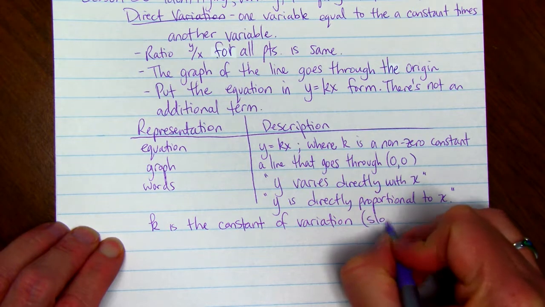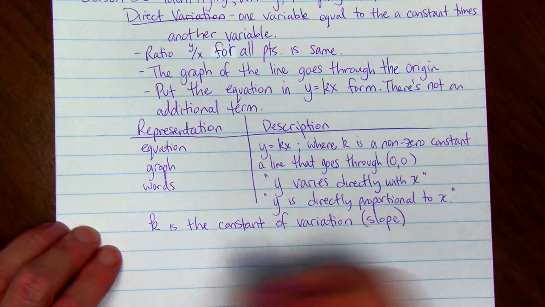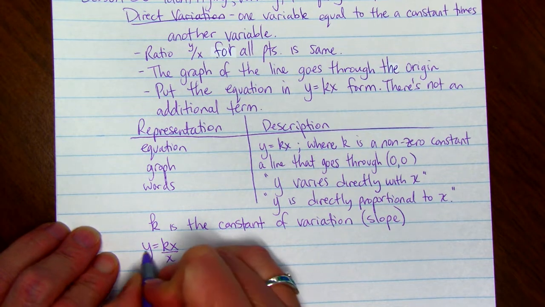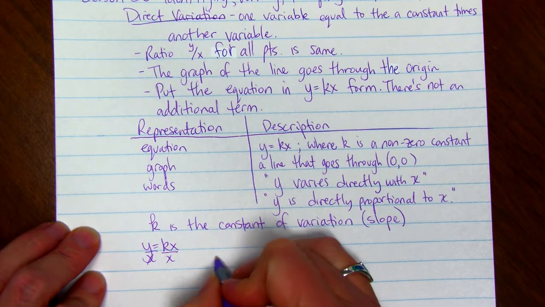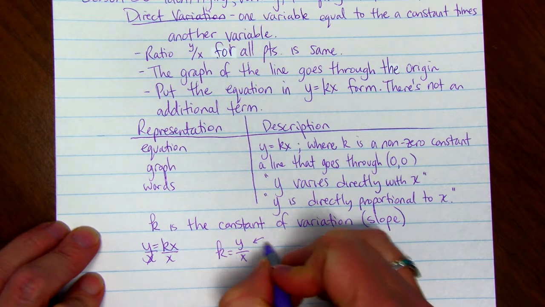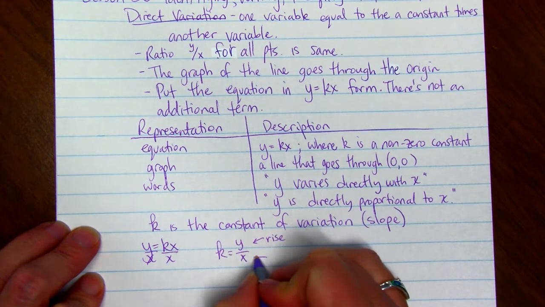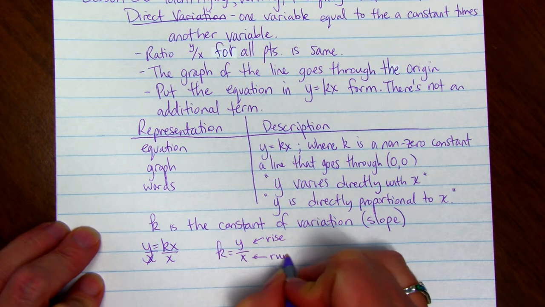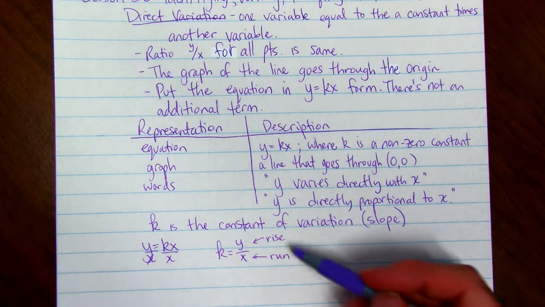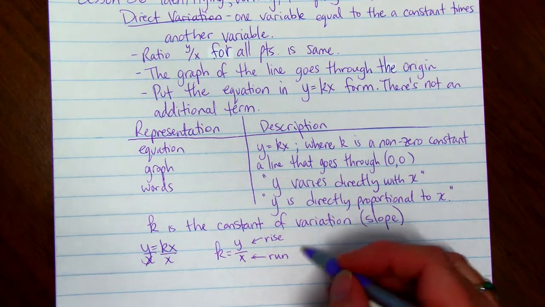We also know it as the slope of the line. If you had y equals kx, if we divide both sides by x, we get k equals y over x. The y-axis is vertical, so this is our rise over x, which is the horizontal. So it's rise over run.